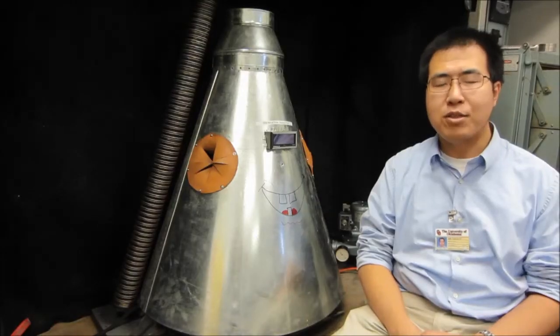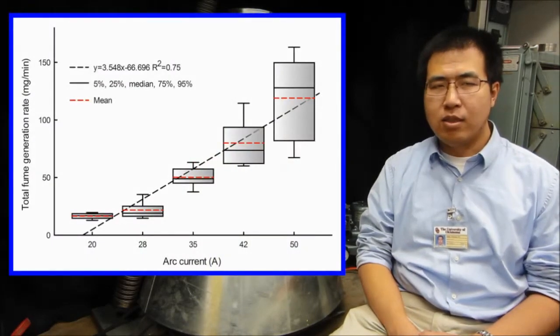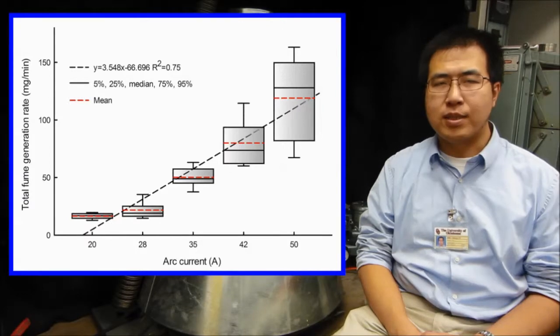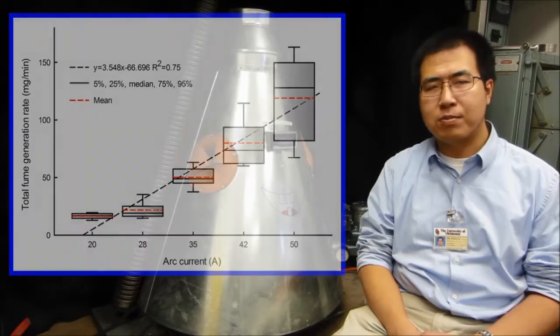The total fume generation rates increased proportionally with the arc currents, from 16 mg per minute at 20 amps arc current to about 180 mg per minute at 50 amps arc current. The high currents provide a deeper cut with more energy and temperature input, causing more metals to become airborne.